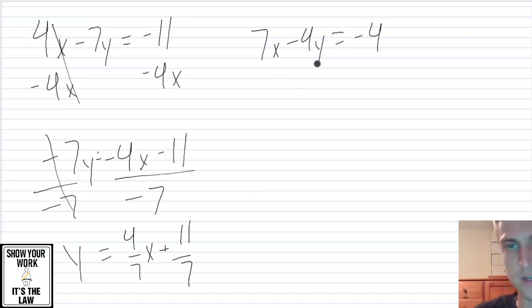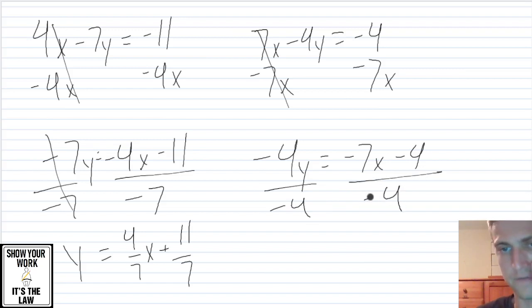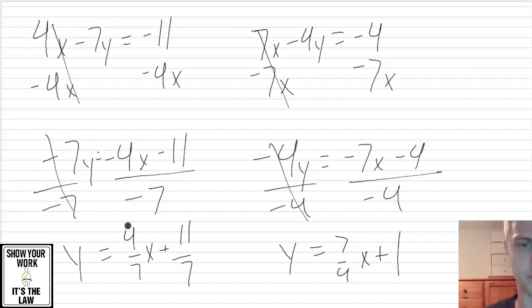All right. Get y by itself. Minus 7x, minus 7x. Negative 4y equals negative 7x minus 4. Divide by negative 4. Y equals 7 over 4 x plus 1.